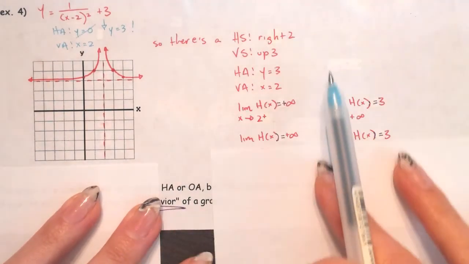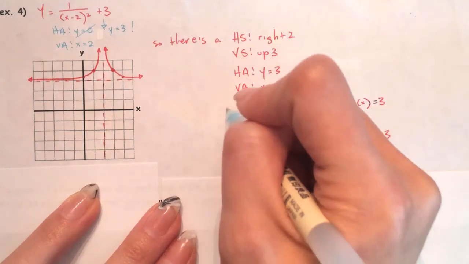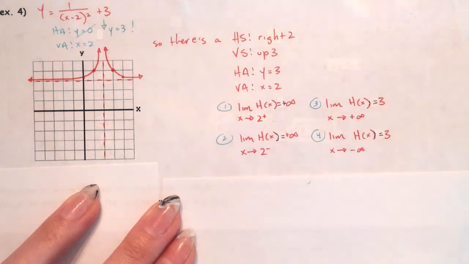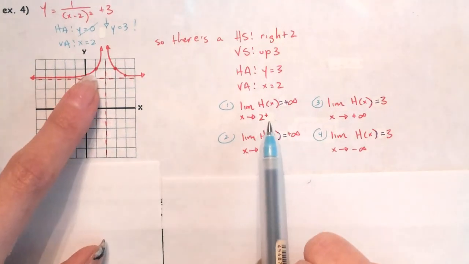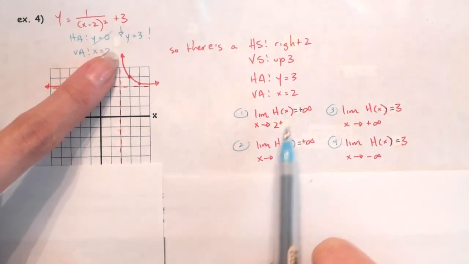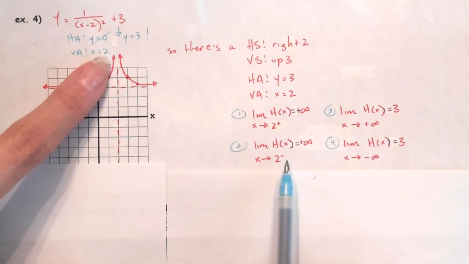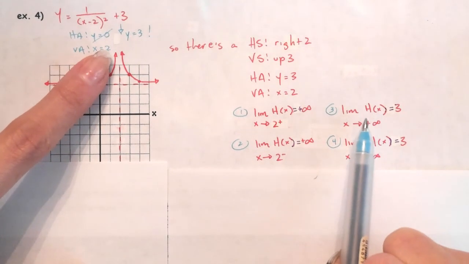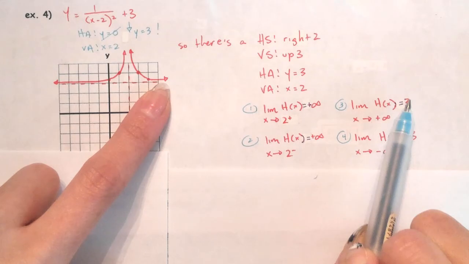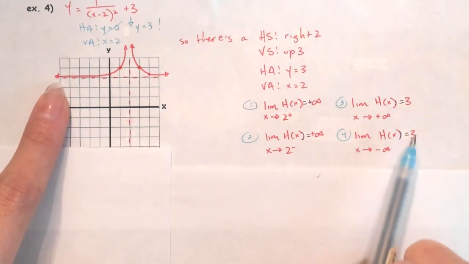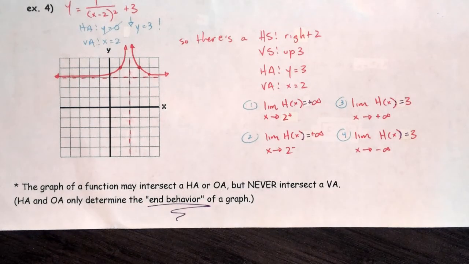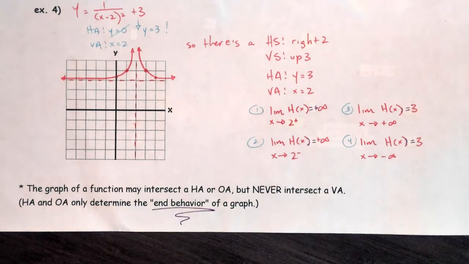Okay, what do they look like? It should look something like this. I'll number them: this is my first limit, my second limit, my third limit, my fourth limit. When we're a little bit to the right of x equals 2, positive infinity. A little bit to the left, positive infinity. As x goes to positive infinity, on the very right side, y is 3. And on the very left side, y is 3. So those are limits. I want you to write limits for every single graph that you draw, okay?